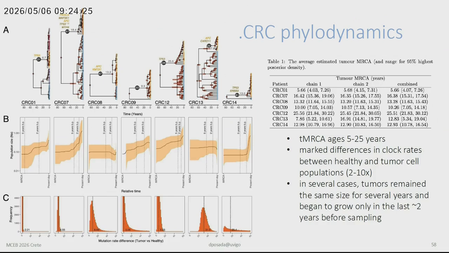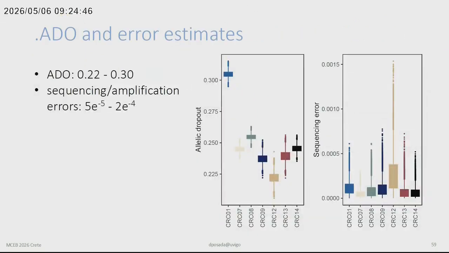We also estimate substitution rates, healthy versus tumor. This can be 1 order of magnitude higher, the substitution rate, the mutation rate of the tumor cells, which is not surprising. They divide faster, with a smaller generation time. They should accumulate mutations, and they do, faster than normal cells. And we also got some estimates of these technical parameters. As you can see, the ADO can be very important. Up to 30% of the sites can experience this allele dropout. So it's very important to use these statistical models that correct for the observational error.